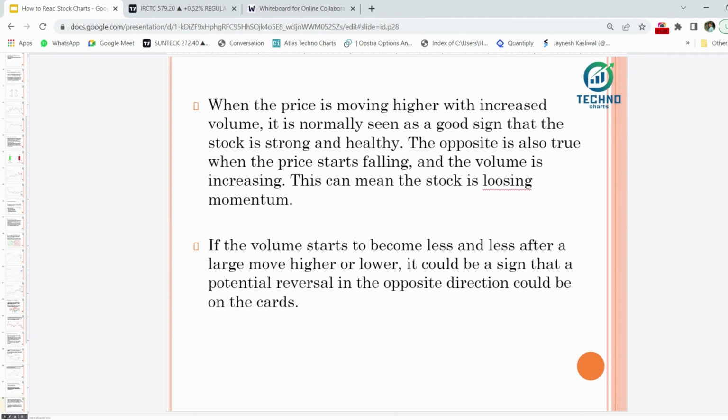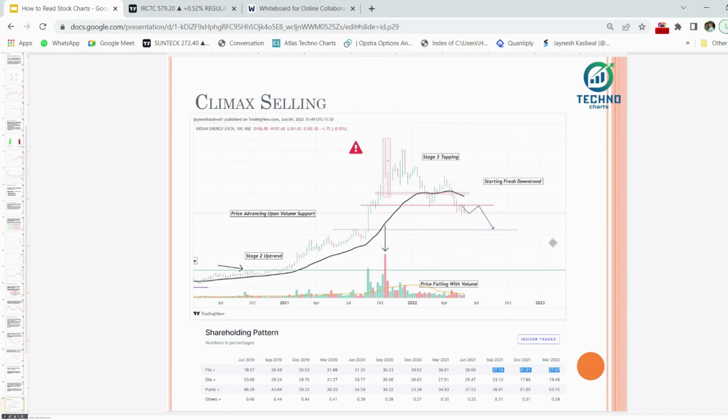If the stock price is falling with higher volumes, then that means the stock is losing momentum and the stock has a higher probability of a reversal. Similarly, if the volume starts to become less and less after a large move higher or lower, it could be a sign that there is a potential reversal in the opposite direction, right? Climax selling at the top of the trend is one of the most common reversals that you can see with the volumes, where after the stock has had a great run up of around 300, 400% in a shorter period of time, you will see a big red volume candle along with a reversal happening at the top of a trend. That means mostly after this the stock becomes sideways completely and then breaks down and enters into stage 4.